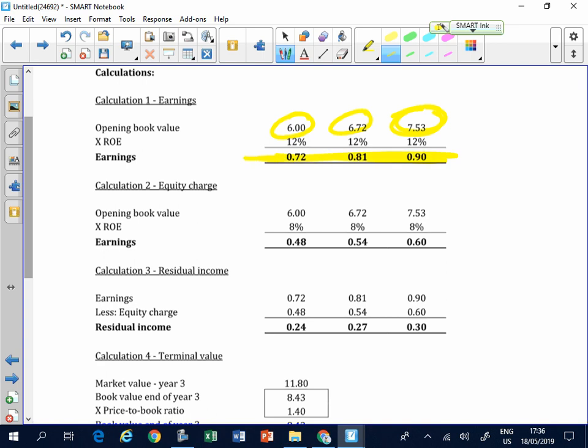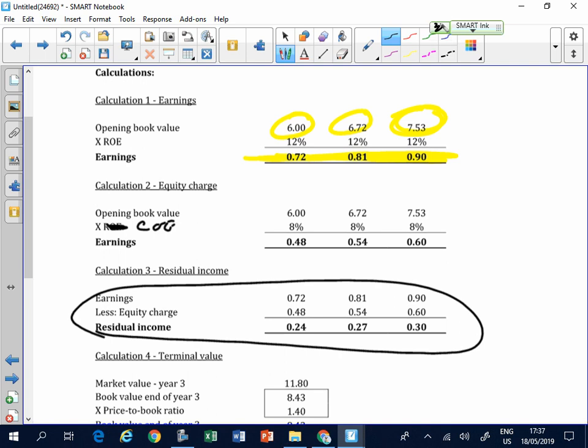How do we work out the residual income? We first have to work out the capital charge. The capital charge, as already said, is 8%. That is not ROE, that would be wrong. That is the cost of equity. So the opening book value times the cost of equity gives you the charge. Once you have the charge, you take your EPS minus your charge and you get the residual incomes. Okay, perfect.